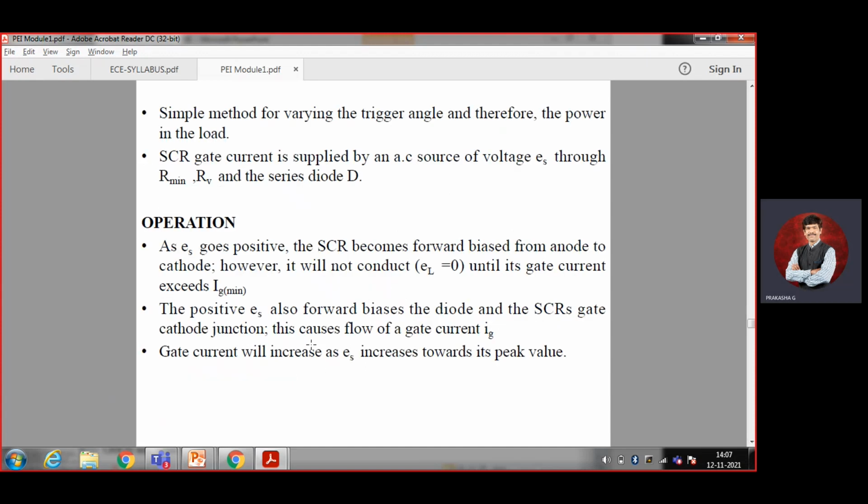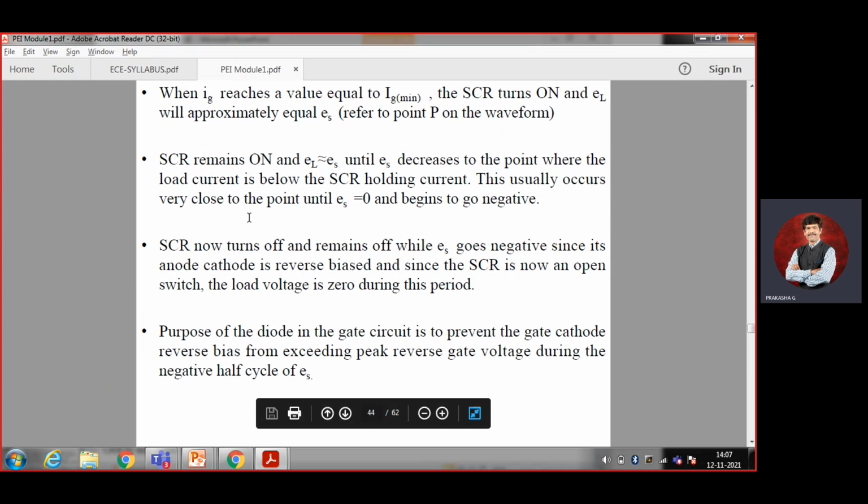This is B. When IG reaches a value equal to IG minimum, the SCR turns on and EL will be approximately equal to ES. Okay. That is what has been given in the waveform. SCR remains on and EL is approximately equal to ES until ES decreases to the point where the load current is below the SCR holding current.